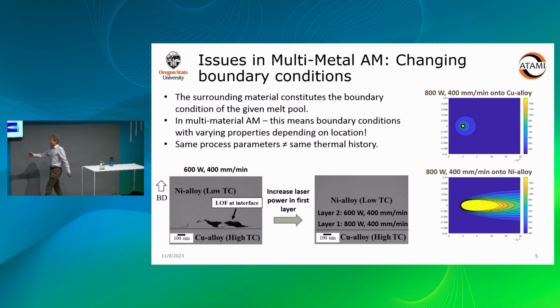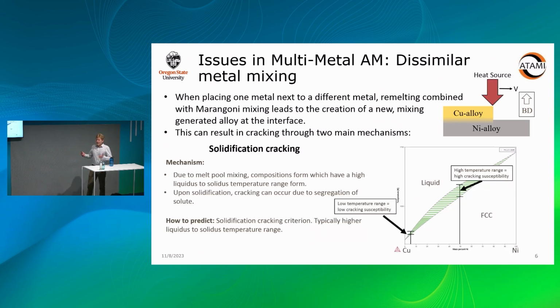Right? So one of the things you have to do is adjust your parameters. If you want to, for example, avoid this lack of fusion that's happening due to the high thermal diffusivity of the copper alloy sucking the heat away, you have to turn up your power. So in the first layer, we turn up the power to 800 watts, and that removes the lack of fusion. But again, we need to get out of this mindset that the parameter needs to be kept constant. That's something we just need to forget about, unfortunately, if we want to really get into multi-material.